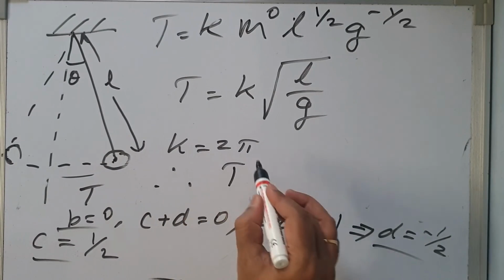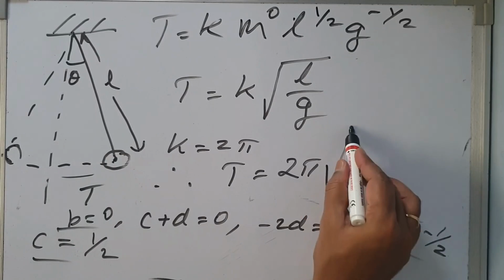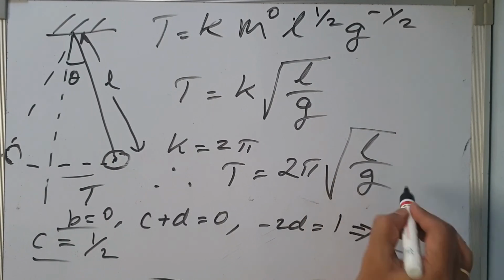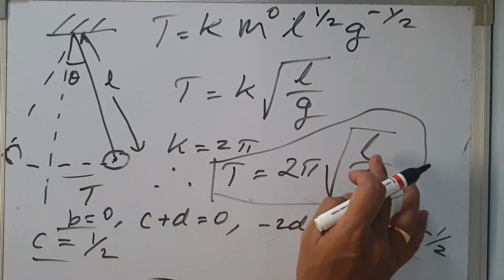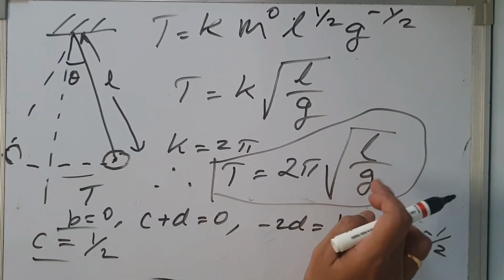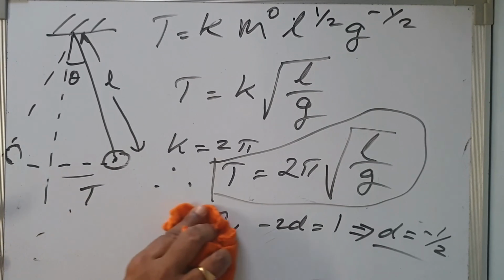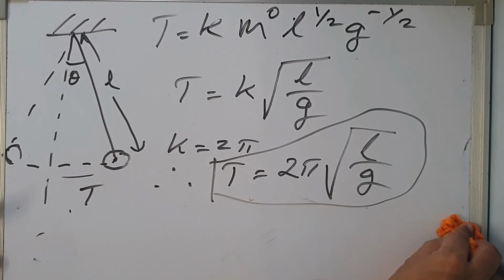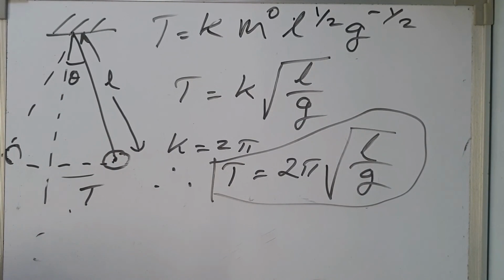Therefore, I get T is equal to 2 pi under root of L upon g. I have derived a relation between time period of a simple pendulum, the length of the pendulum and the acceleration due to gravity. It is found that the time period does not depend on the mass of the bob, nor does it depend on theta. This is the third application. We have a number of numericals to be done based on this method.